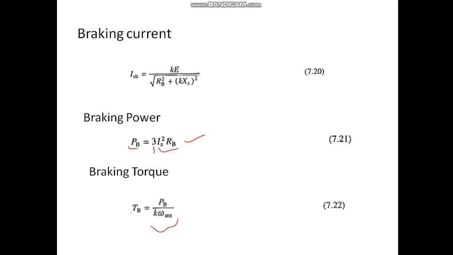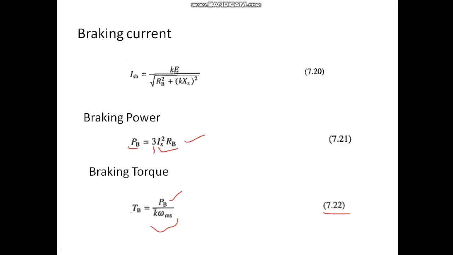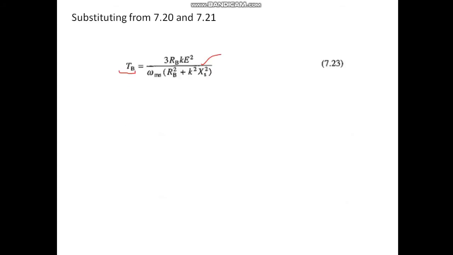In equation 7.22 I had got this. So what I'll do, I'll substitute the PB value here, and I get this. PB I have substituted, and from this I have substituted Is here. So I am left with this.